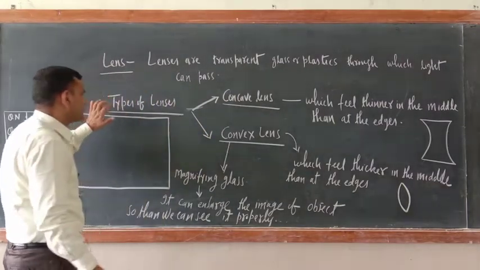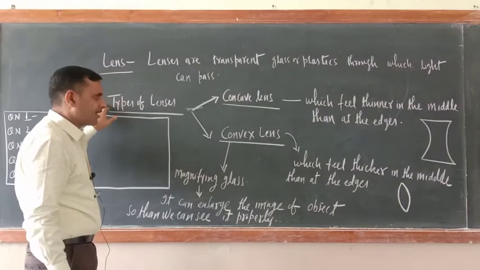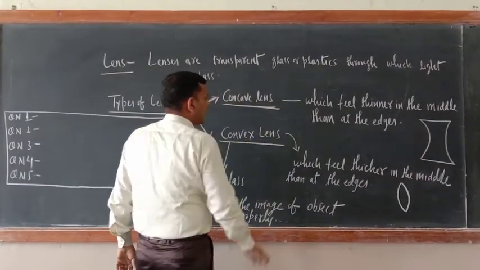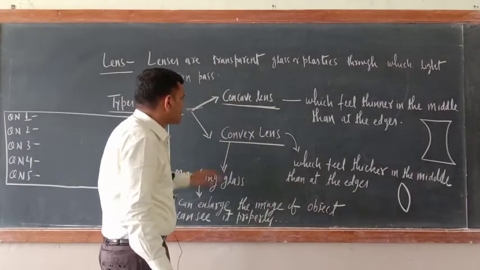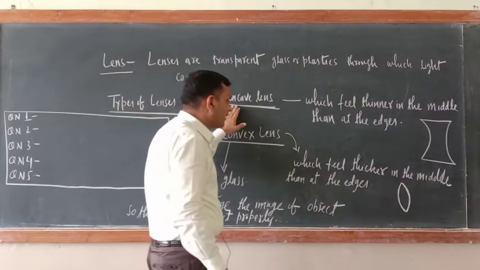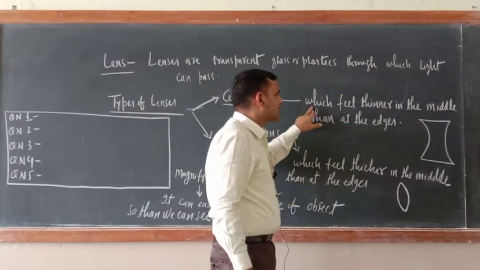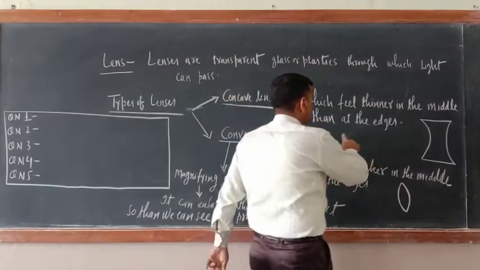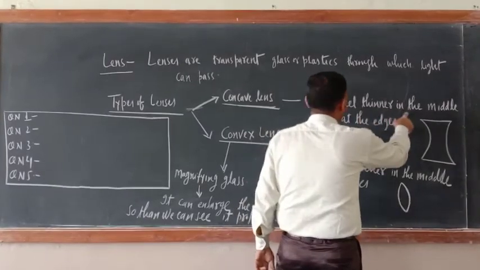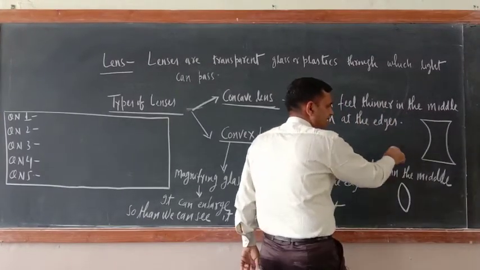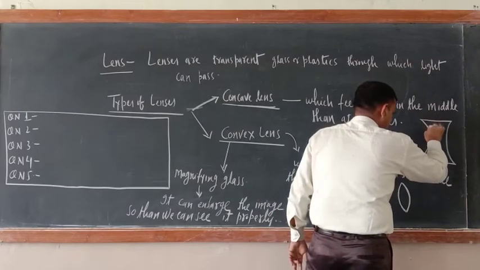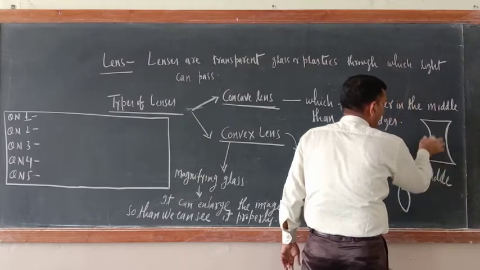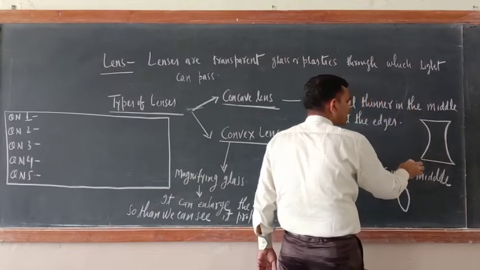Now just see types of lenses. How many types of lenses are there? Basically there are two types of lenses, concave lens and convex lens, okay. So just see, a concave lens is one which feels thinner in the middle than at the edges, okay. Just try to understand, this is the middle. So here they are thinner, but at the edges they are a little bit thicker.